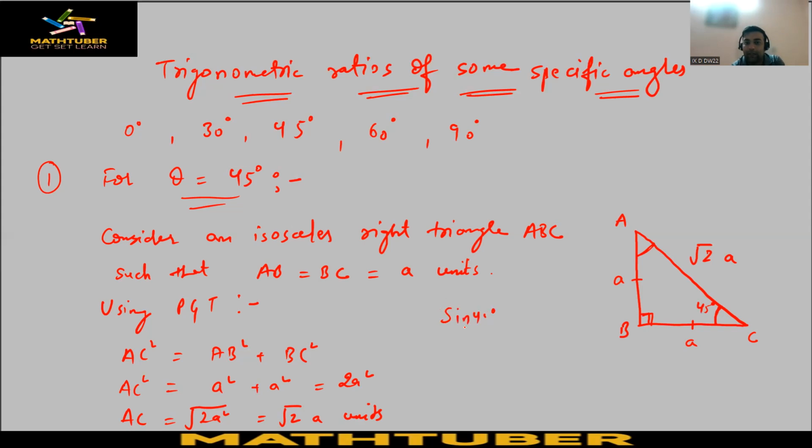Sine 45 degree will be equal to perpendicular upon hypotenuse, that is A upon root 2A. So A will get cancelled here and you will get the answer as 1 upon root 2. Similarly, cos 45 degree will be equal to base upon hypotenuse, and base is again A and this is root 2A. So it will be 1 upon root 2. So the values of sine 45 degree and cos 45 degrees are same.